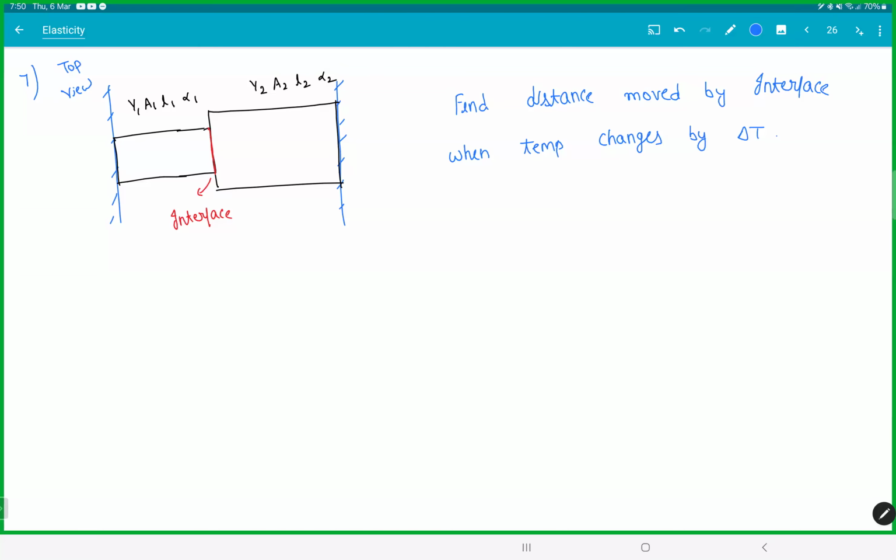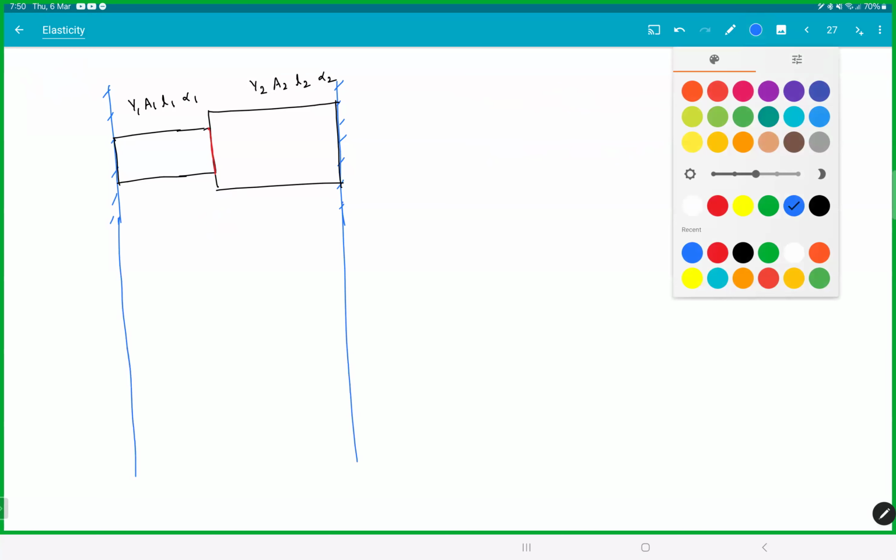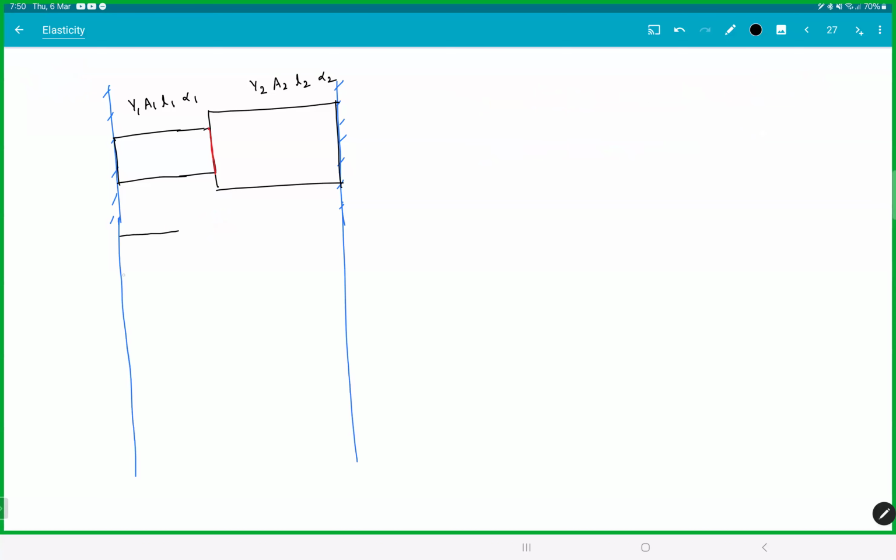Now, listen carefully. The most important thing is the diagram. If you get the diagram, you'll get this question. Let's say after increasing the temperature, this is the picture. It has become like this. Meaning the interface has moved here. So from this position till here, this distance is x. So x is the distance moved by the interface.